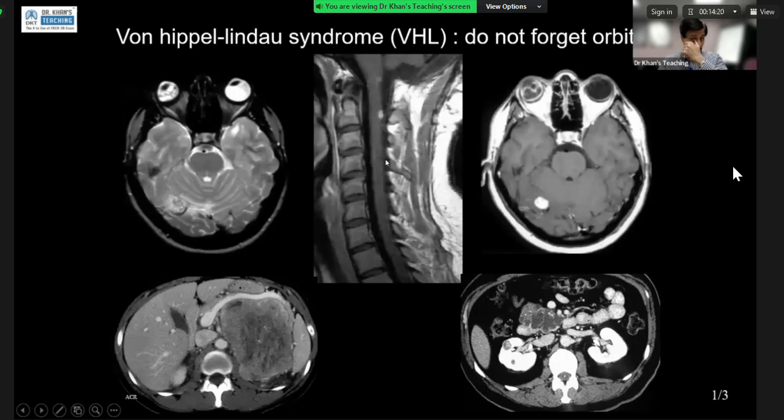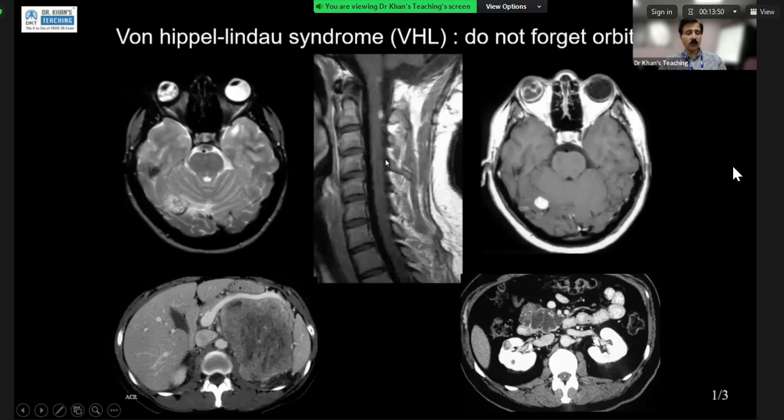Please remember in CNS, whenever you see phakomatosis cases, this is a revision which I'm not going to cover because we have already covered it in CNS. Von Hippel-Lindau syndrome, tuberous sclerosis, NF1, NF2. All of these can have orbital manifestations. So in phakomatosis, always look at the orbit.